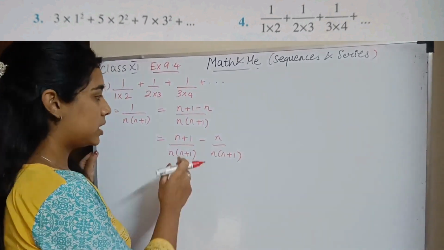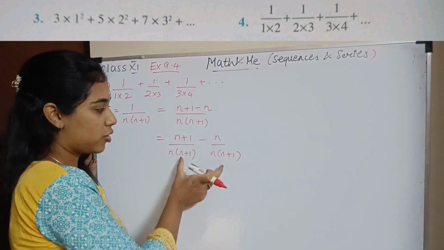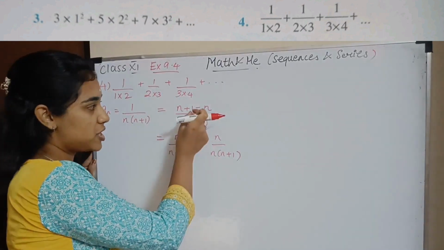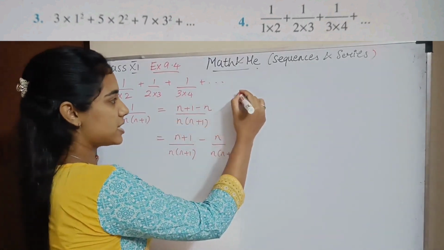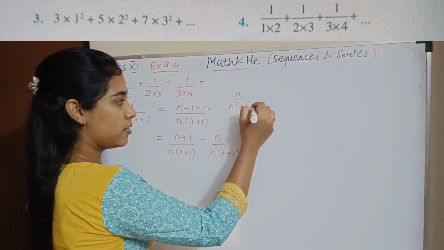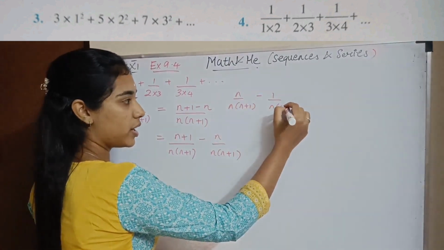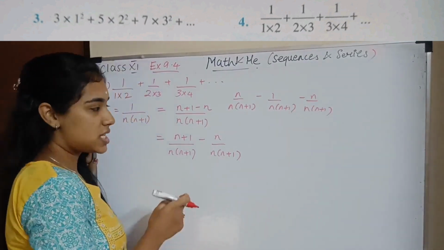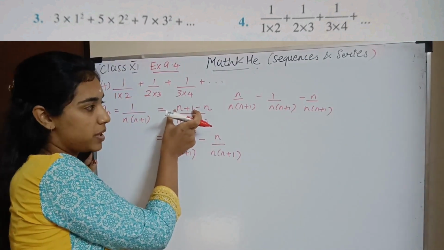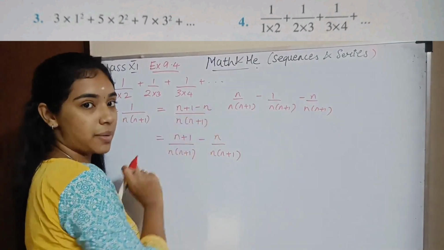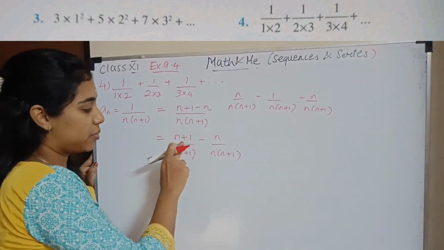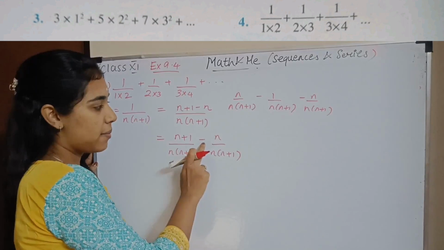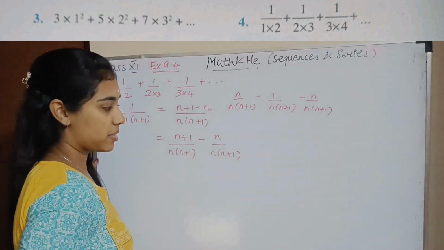You see what I have done? If you take the LCM, you will get back the same value. So I am just splitting it. So I can also write it as n divided by n into n plus 1 minus 1 divided by n into n plus 1 minus n divided by n into n plus 1. But my interest is these two terms should be together. This term should be written separately. So what do I have? n plus 1 divided by n into n plus 1 minus n divided by n into n plus 1.